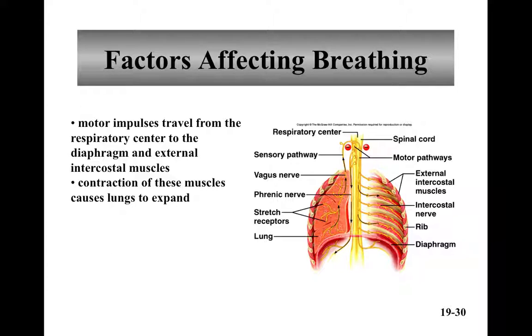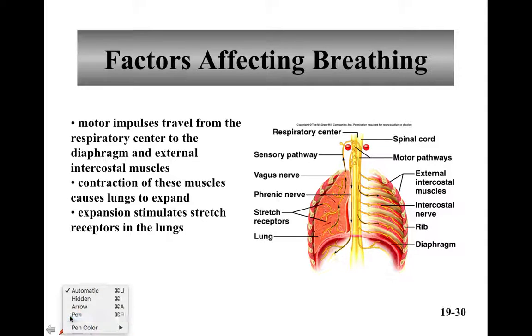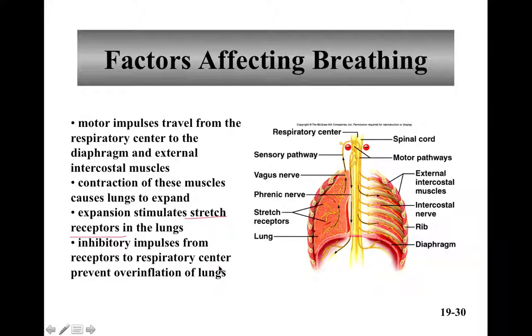They contract, they expand the ribs, and the lungs expand to fill that void, which we talked about with some really basic pressure laws from chemistry that we learned. And now, when those expand out as far as they ought to, they stimulate these stretch receptors, which are just nerve endings. And those stretch receptors send the signal that the lungs have indeed taken their breath. They've expanded out as far as they should. And these inhibitory impulses from the receptors to the respiratory center prevent overinflation of the lung.